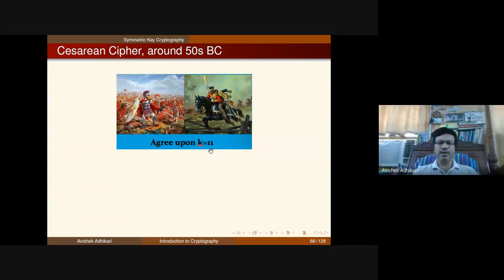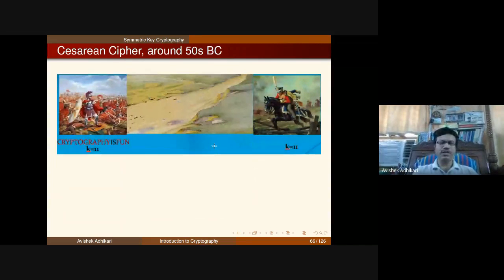So this k equal to 11 is the key. Let us try to show you how k equal to 11 is being used. Suppose Julius Caesar wanted to send the message "cryptography is fun." Now k equal to 11 he has used, and Julius Caesar knows that this value k equal to 11 is also known to the subordinate to whom he wants to send the message. That means both of them are using the same key.